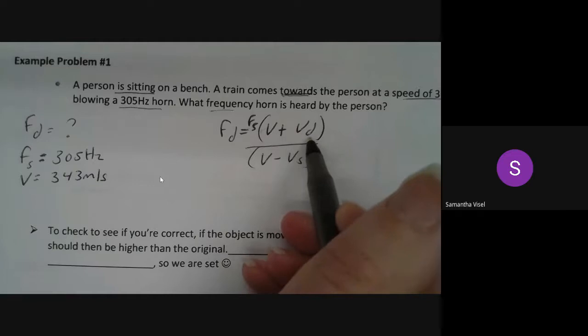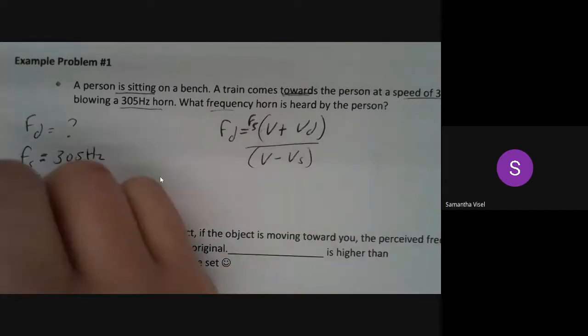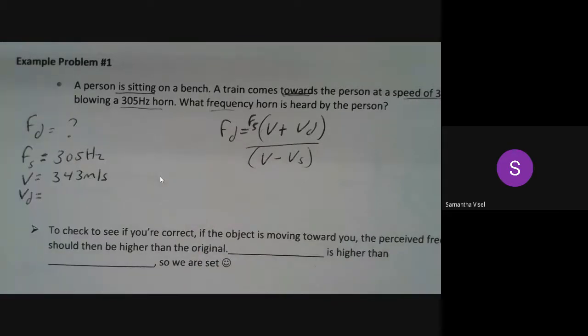Next up, I have V subscript D. So this is how fast does the detector move? How fast is the detector going? So I first need to figure out these two things in my story, the person or the train, who's the detector and who's the sound source.